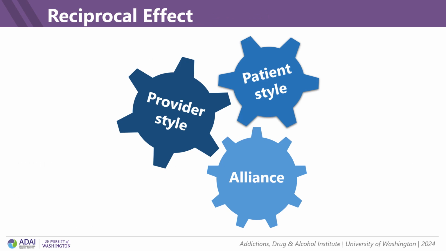Illustrated here, we see a reciprocal effect between provider style, patient style, and the alliance between the two. And the only piece that we have a direct influence on is our own wheel, our provider style. So when we're thinking about how can we influence the working alliance, one of the pieces we have to think about is, what is our provider style? What style of care is going to be most effective to complement the patient style and improve the success of the working alliance?